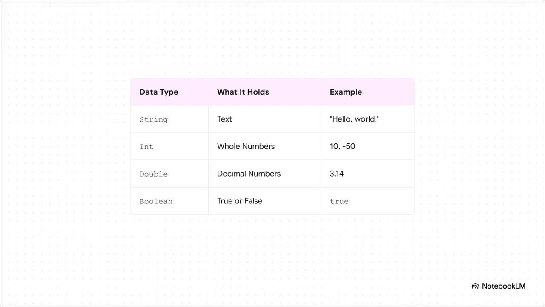And just like you wouldn't store soup in a paper bag, these variable containers are designed for specific kinds of data. We call these data types. So, if you're dealing with text, like hello world, you use a string. For whole numbers like 10 or -50, you use an int, short for integer. If you need decimal points, like for pi, 3.14, that's a double. And for simple yes or no situations, you've got the Boolean, which can only ever be true or false.